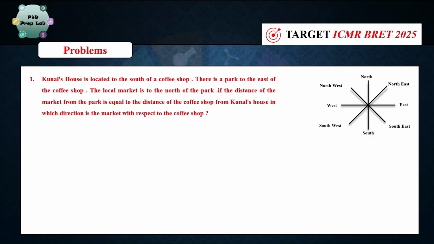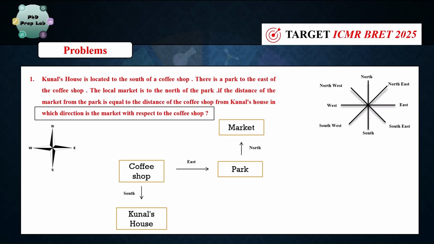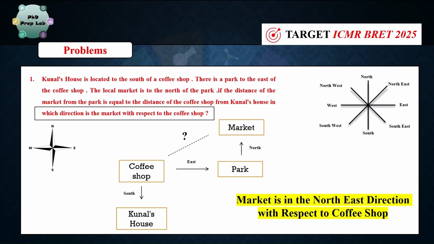Again, you quickly make the north, east, west, south directions, and make pointers where everything is located. There is the coffee shop in the center, Kunal's house to the south. Then on the east of the coffee shop we have a park, and to the north of the park we have a market. You quickly make these figures, and now you mark which direction the market is in with respect to the coffee shop. The market is clearly in the northeast direction with respect to the coffee shop.